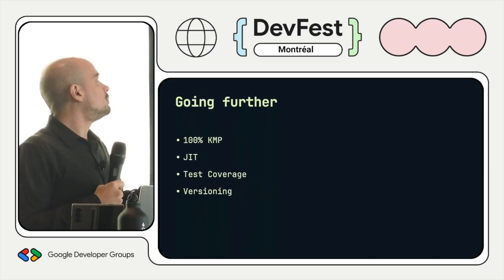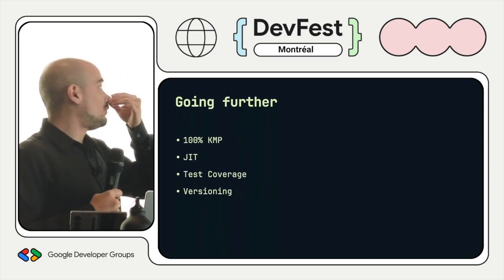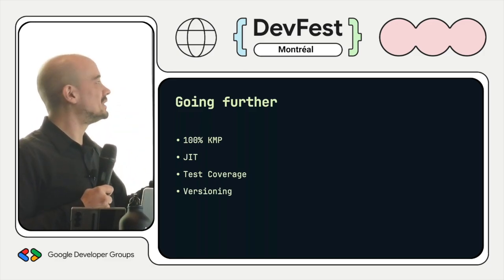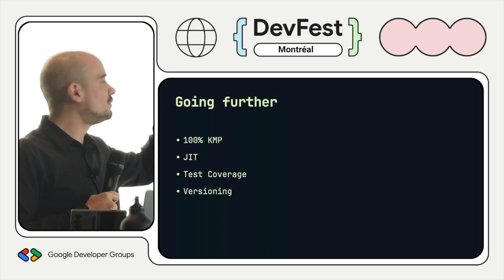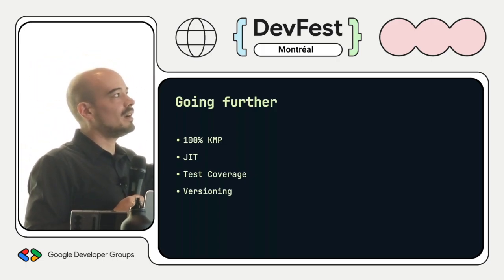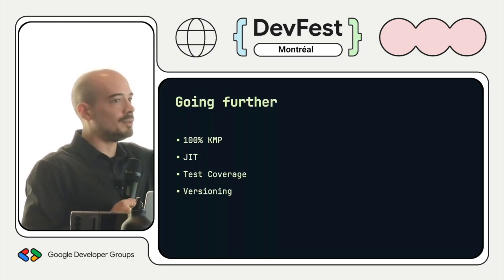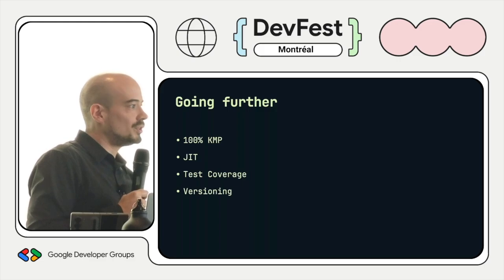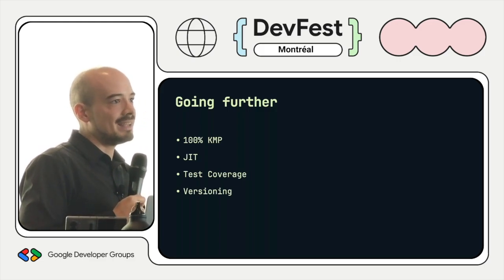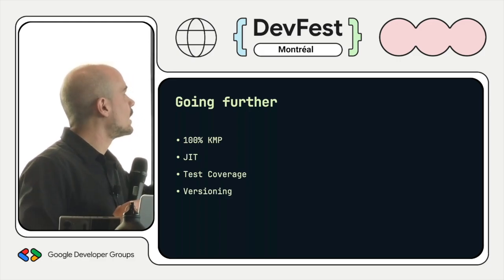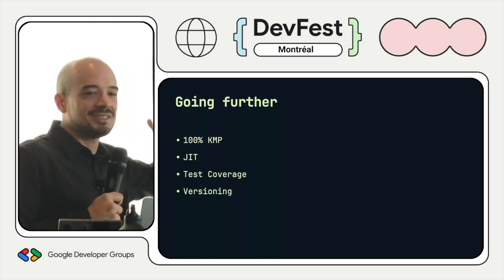And then if we want to push things further, there are a few more areas you can go to. I'm not going to talk about them here, but they're pretty important to mention. The first one is that you can go 100% KMP. Right now the rendering part was left to the platform, but you can imagine a world where you bring that part into the common code too, and have the parsing and the rendering inside the same code base. The second one is what's called JIT, or just in time.